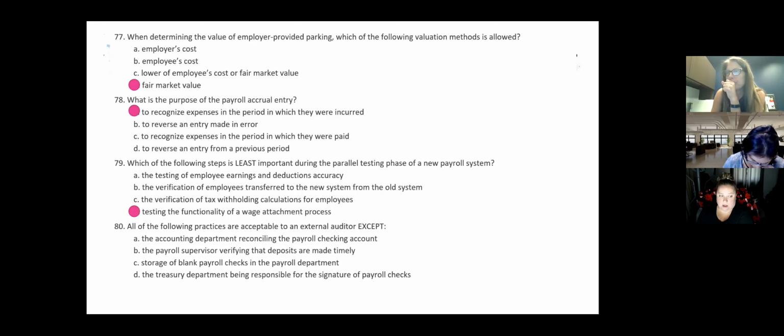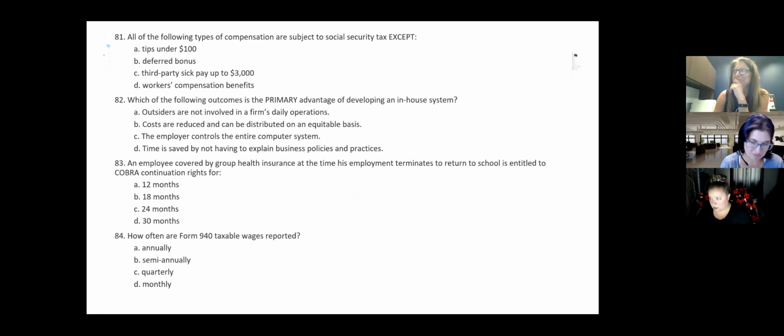So all of the following practices are acceptable to an external auditor except, again, they throw that stupid except word in there. Yeah, you got it. Don't store your blank payroll checks in the payroll department. That's a dangerous thing to do. You know, them payroll people are so untrustworthy.